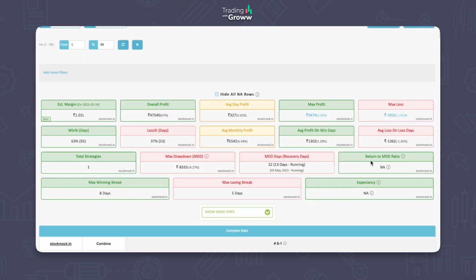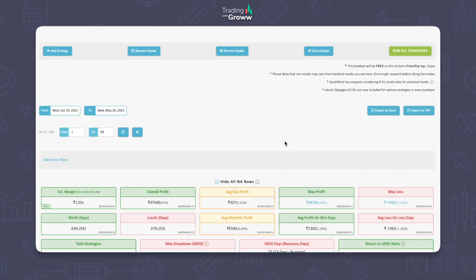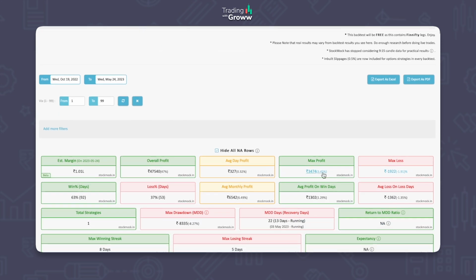And the main thing is, since it is Finnifty, the required margin is lesser than Nifty and Bank Nifty. So even if you have 1 lakh or 1,25,000, this is enough to execute this overall strategy, which is an option selling system. And if you look, the maximum profit is 3,400 rupees per lot and the maximum loss is only 1,900 rupees. So the overall maximum loss is much lesser than the overall maximum profit.